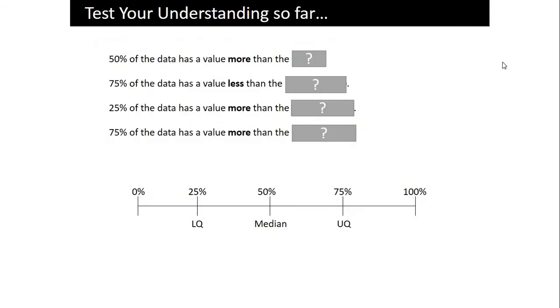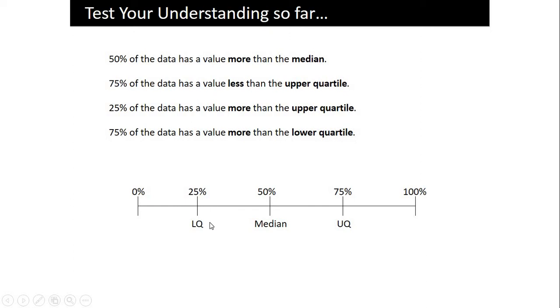So let's test your understanding of what we've said so far. Pause the video if you want to have a think about this before I go through it. So 50% of the data has a value more than the median. 75% of the data has a value less than the upper quartile. 25% of the data has a value more than, again, the upper quartile, and 75% of the data has a value more than, so this would be here, the lower quartile.